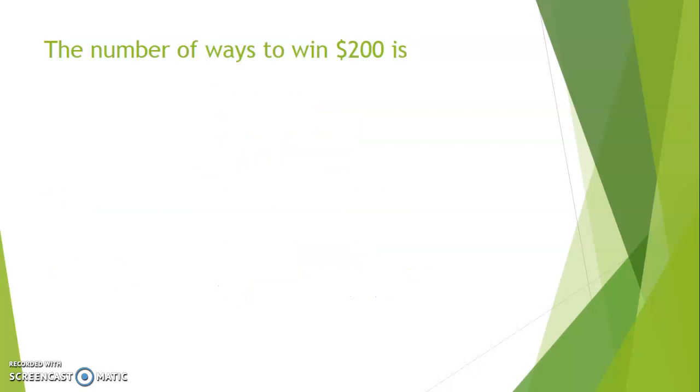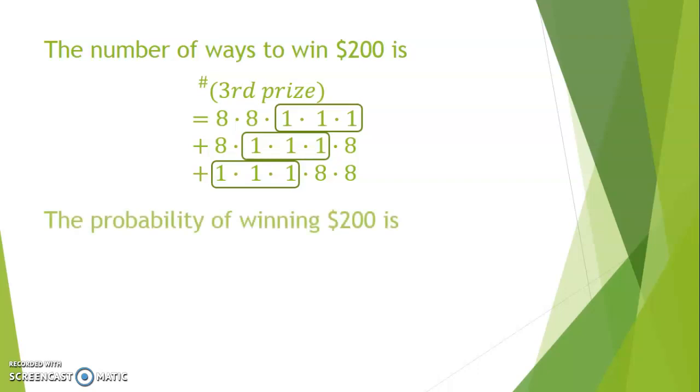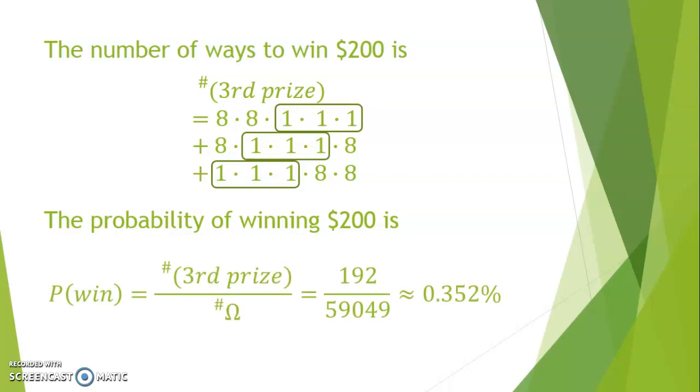The number of ways to win $200 splits up into possibilities where either the first 2 numbers are wrong, which leads to 3 correct numbers consecutively, or the 3 middle ones are correct with incorrect numbers at the extremities, or the first 3 are correct with 2 ending numbers that are wrong. In this case, we would find the probability of winning to be 192 over 59,049.